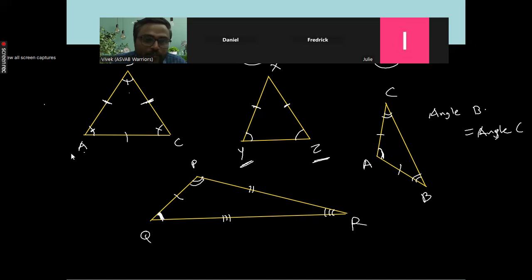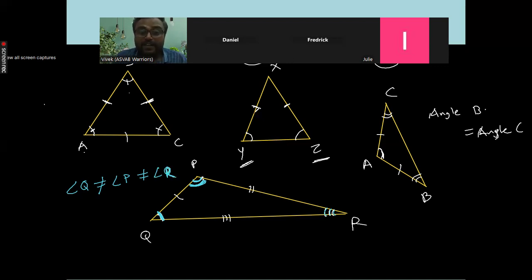There is a single arc for angle Q, and there are two arcs for angle P. One arc for Q, two arcs for P. That simply means angle Q is not equal to angle P. And here there are three arcs. It simply means these both are not equal to angle R.